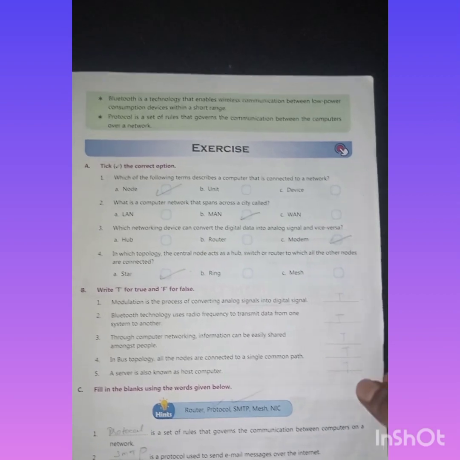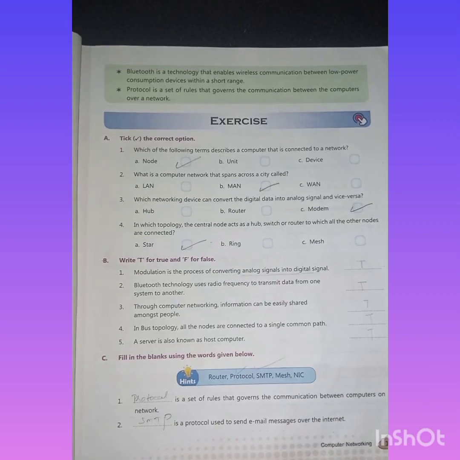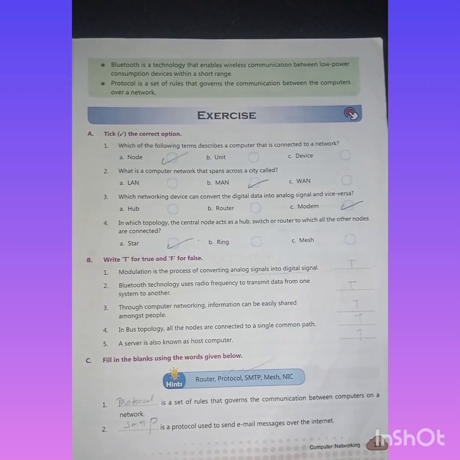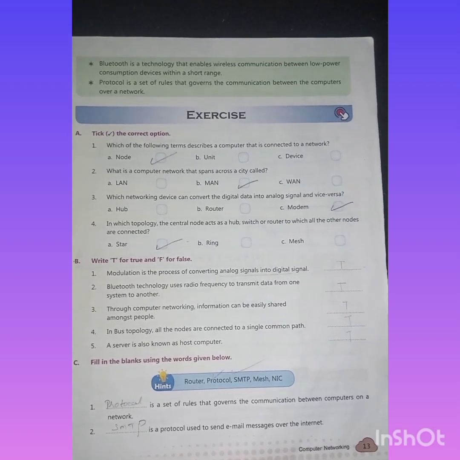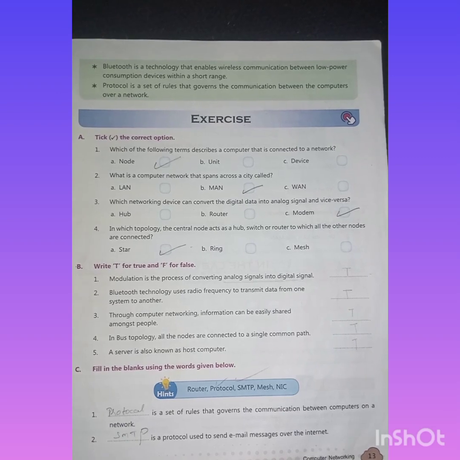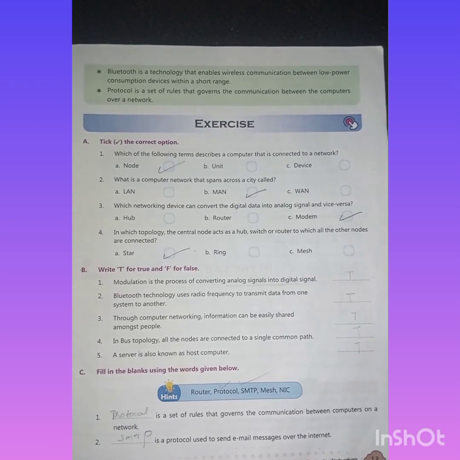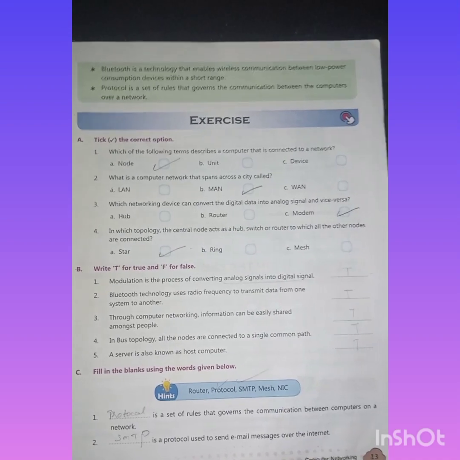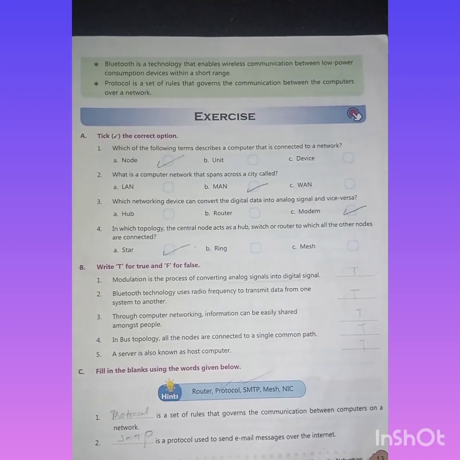B main is true. And next is about C main, that is fill ups. Answers are given in the choice in this box. Dash is a set of rules that governs the communication between computers on a network. Protocol is answer. Dash protocol is used to send email messages over the internet. SMTP, Simple Mail Transfer Protocol.